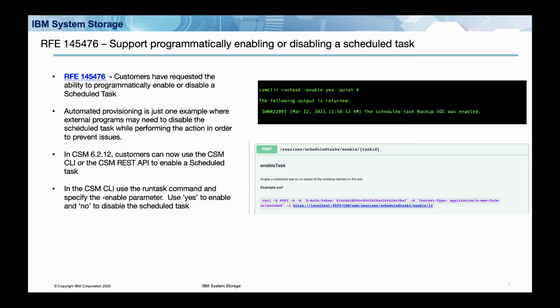So now in the CLI, you have your runtask -enable option parameter. If you specify yes, it'll enable it. Specify no, it'll disable it. You can do the CLI that way, or we also have the REST interface, which I showed there. It's very similar. You provide the task ID, and it'll enable or disable it as well. So hopefully you can see this will make it a lot easier, now that you can programmatically do what you're looking to do.